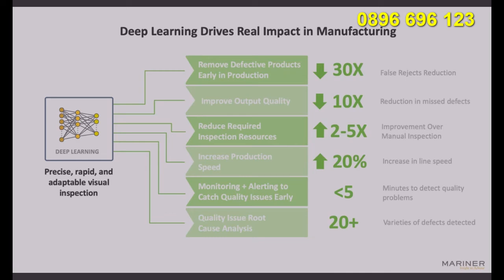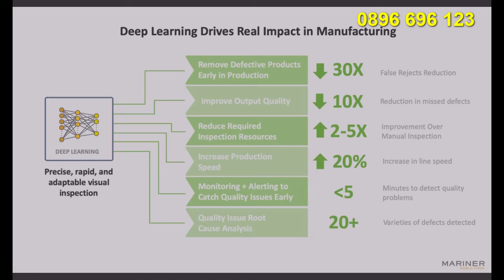So this is the case we make to our customers, but also internally, if you're trying to convince management that this is a good idea, then these are the kinds of arguments that we find resonate well. So just looking at some results here, when you have this precise, rapid, and adaptable visual inspection, like deep learning, it can drive all kinds of value for your business. So we already talked about reducing false rejects. We talked about improvements over manual inspection.